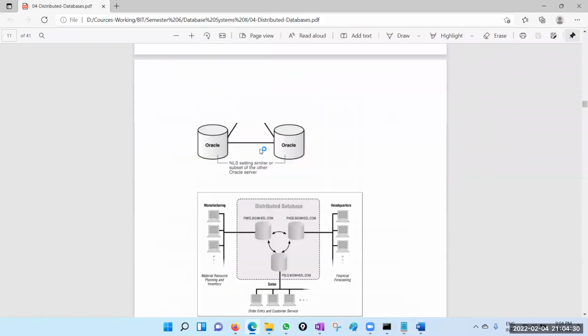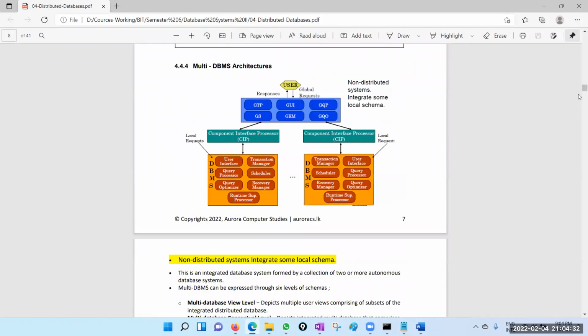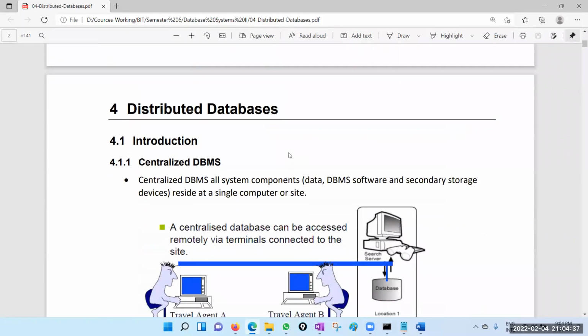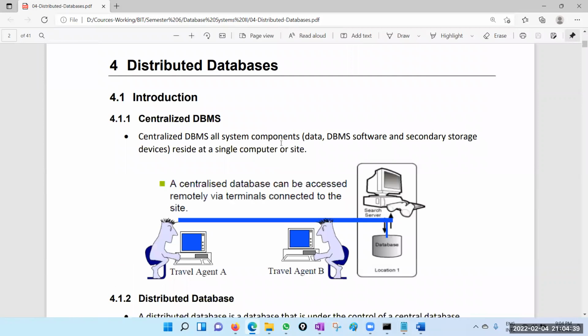Right. So what is a distributed database? A distributed database means your database is not in a single place. Your database is in multiple sites. This is different from a distributed application, where the application is in different places and applications communicate with web services, etc. So that is the first thing I want to clarify.